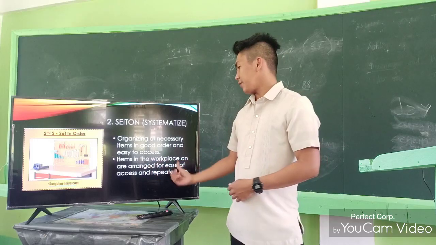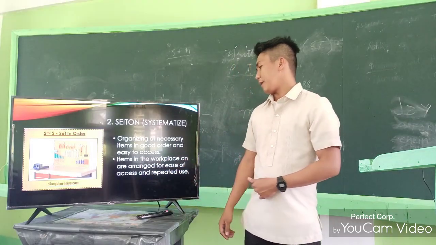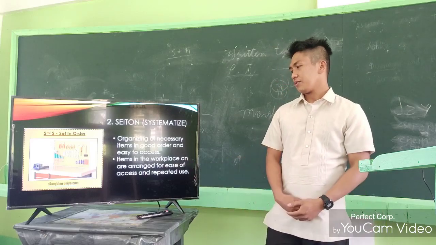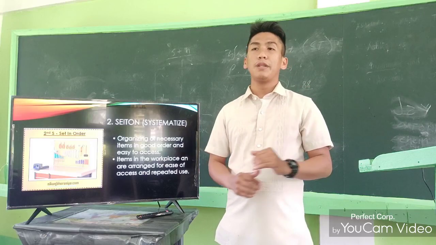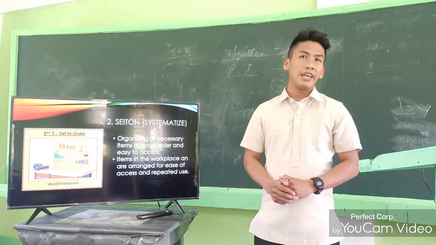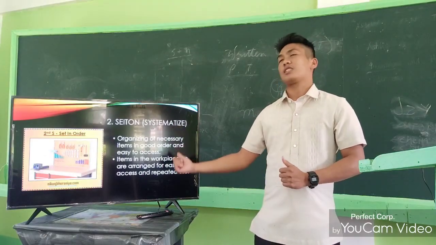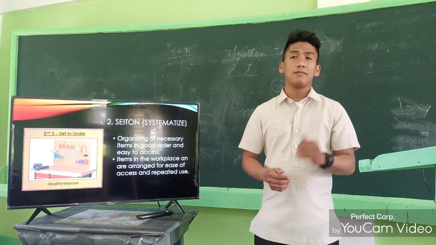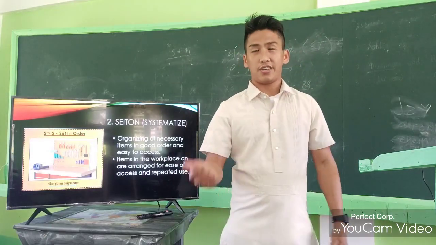Then items in the workplace are arranged for ease of access and repeated use. So you are smoothly moving around, so not hard, meaning you are not in danger. You work smoothly. So that is systematized. You have a system to work freely and smoothly. Okay, you got it, right?